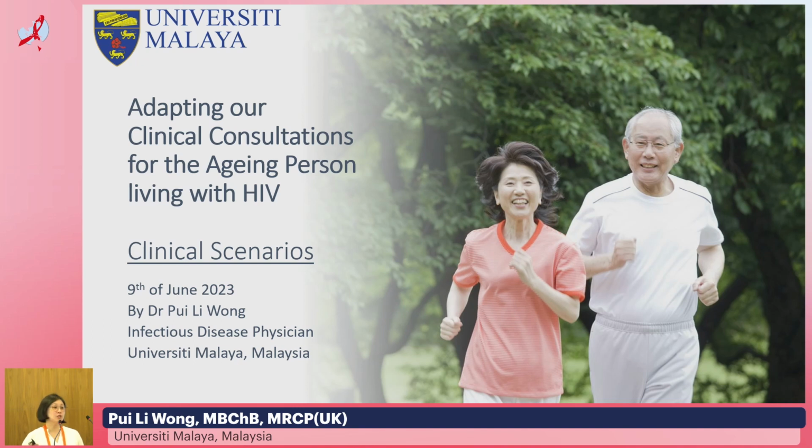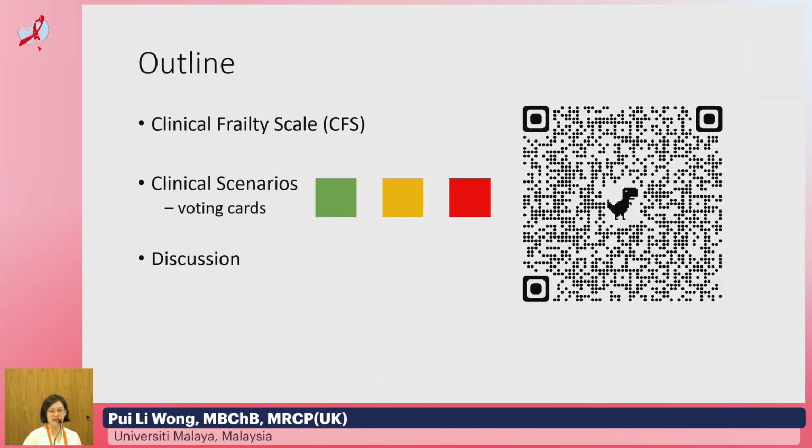So we'll be going through some clinical scenarios today, and I'm quite old-fashioned, so you'll find that you'll have handouts and colored paper. So this session will be about adapting how we can adapt our clinical consultations. For the first part of this talk, I'm just going to bring you through what the clinical frailty scale is, and then we will be going through some clinical scenarios to learn how to score the clinical frailty scale.